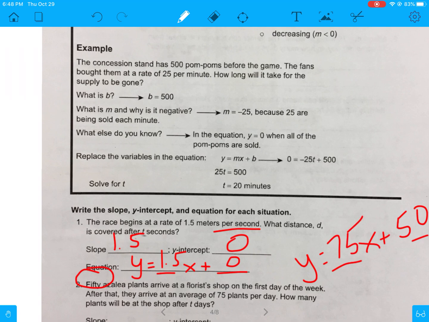That's going to be your 75. So if it's the first day, and you have 1 for your x, it's going to be 75 times 1, which is 75, plus 50. So at the first day, they'll have 125. The second day, plug in a 2 for your x. 75 times 2 is 150, plus 50 is 200. So that's a way that you can determine those.